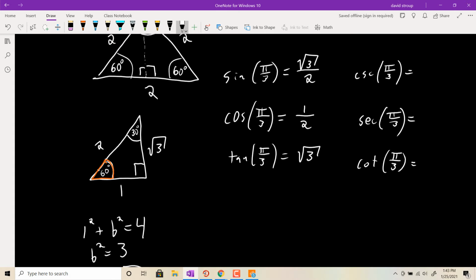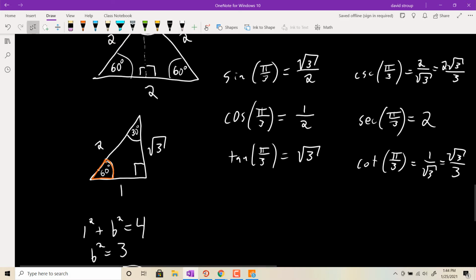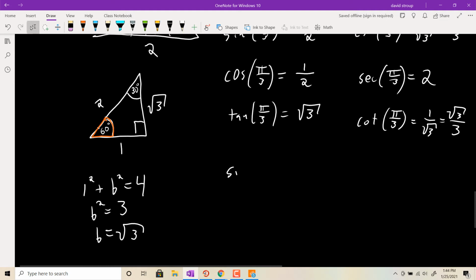And then these other guys, 2 over root 3, it's just a reciprocal of sine. Rationalizing, you get 2 root 3 over 3. This will be 2 over 1, which is just 2. Secant is just 1 over cosine. And then cotan will be 1 over root 3. Rationalizing, you'll get root 3 over 3. Okay, let me just make sure those are all right. Okay, those look good.